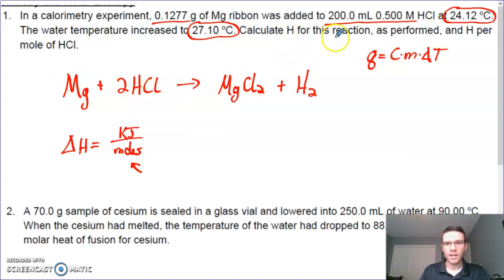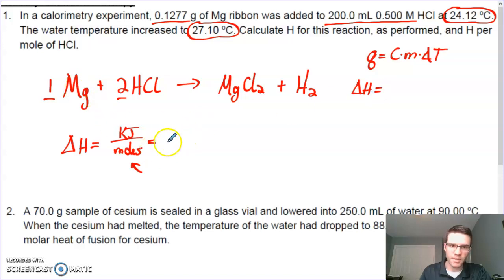It says calculate delta H for this reaction as it's performed. That'll be just your energy that gets released from this chemical reaction as it's performed. And then the delta H per mole of HCl. So for delta H per mole of HCl, you'll want to take kilojoules per mole of HCl. If HCl is your limiting reactant, you'll have your answer right away. Just kilojoules per mole of HCl. If it's not your limiting reactant and magnesium is your limiting reactant, then you're going to have to figure out, well, for every 1 mole of magnesium, I have 2 moles of HCl.